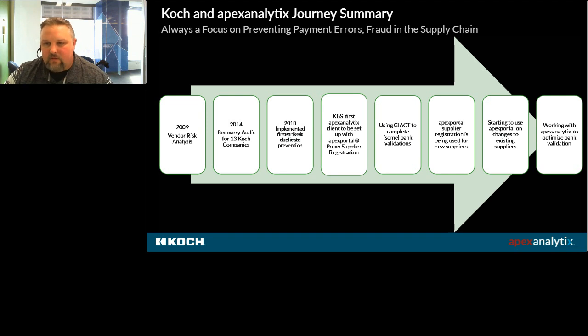We use GIACT. So where we are today, we're using GIACT to help us with banking validations. The Apex portal is helping us with supplier registration, and it's being used not only for new suppliers, but we're also looking at how to advance that to move away from just a swivel chair approach to publishing those supplier details into our ERPs, and further enhance it so we can drive those details back into our ERP systems automatically. We have started looking to enhance the portal to allow for changes on existing suppliers versus just the new onboarding activities that we have today.